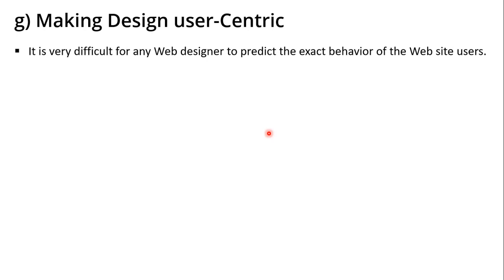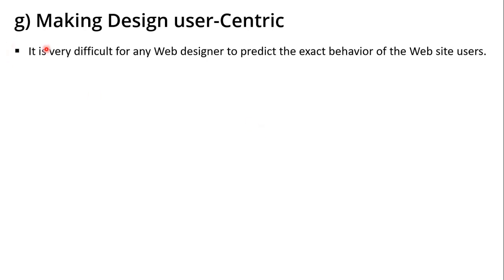Next is making design user centric. It is very difficult for any web designer to predict the exact behavior of the website users. Okay, so you are making one website and you cannot identify what the user's view is. So you have to make the website such that users can easily access it.